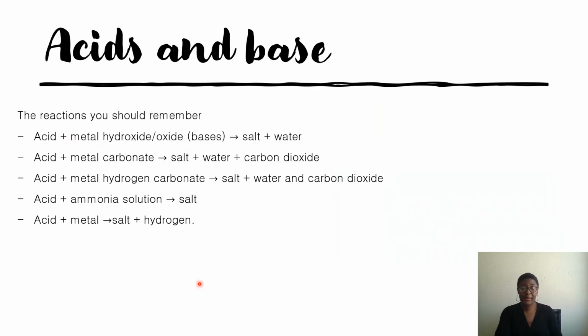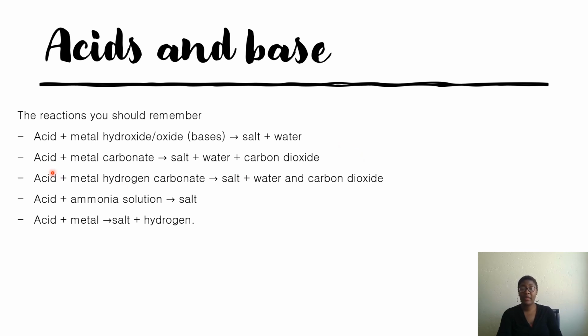Another thing that I picked up on that you tend to get confused with is the different reactions that you can have with your acids and bases. If you have an acid reacting with a metal hydroxide or a metal oxide, then you will be forming a salt and water. So generally, if you have an acid reacting with a base, you will always have salt and water.